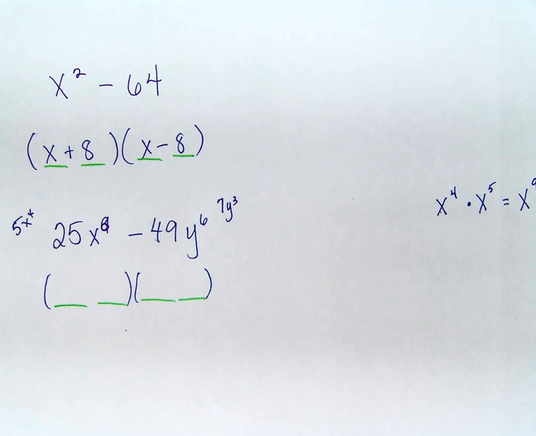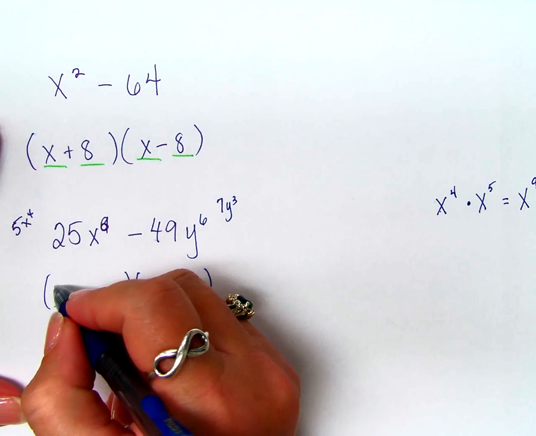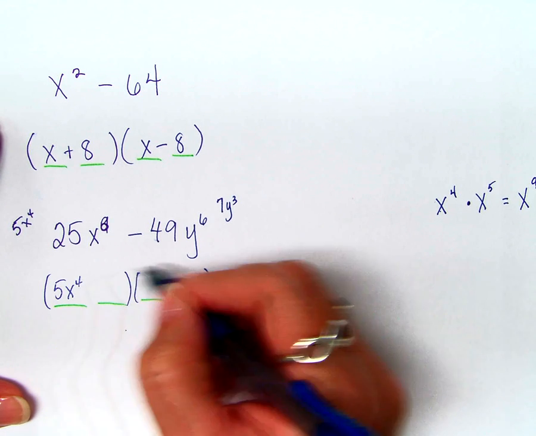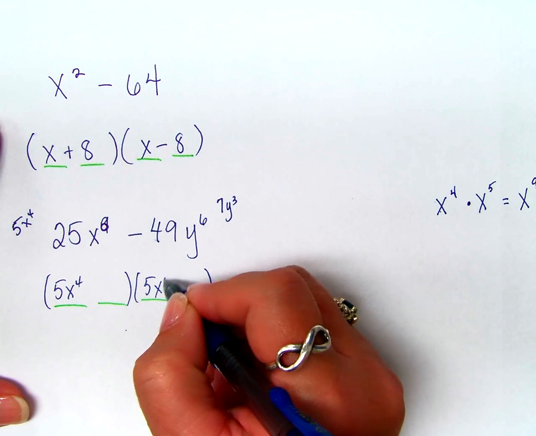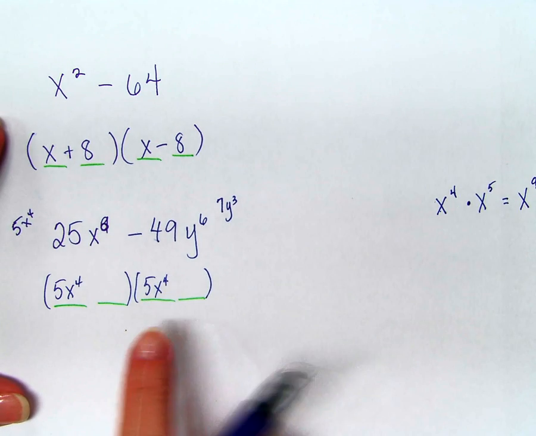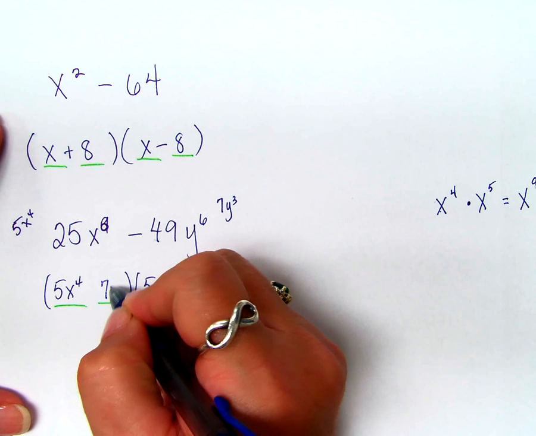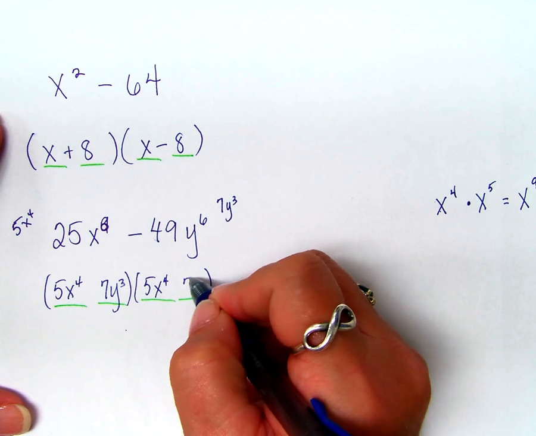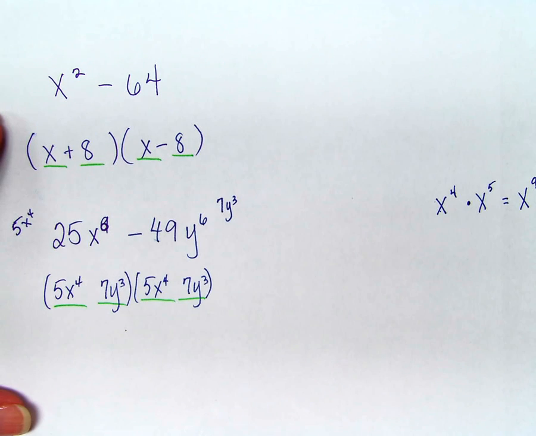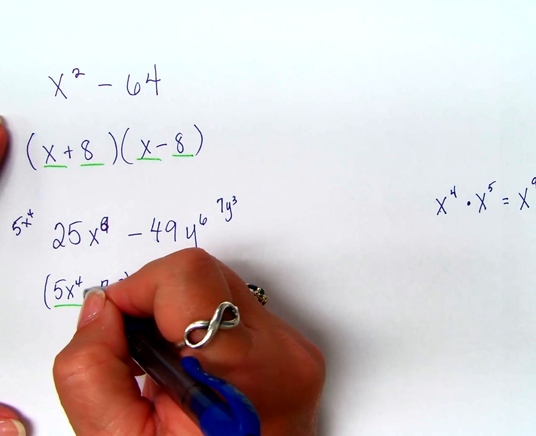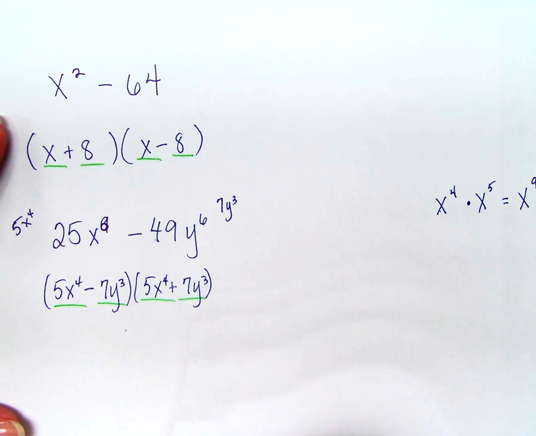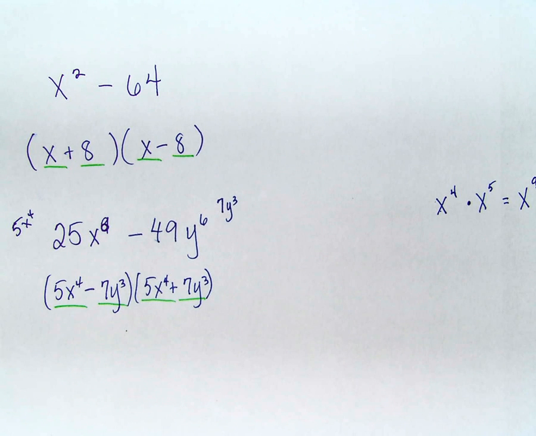What goes in the first term of the binomial? 5x to the 4th. What goes in the second term of the binomials? 7y to the 3rd. What are the signs? Okay, I'm going to throw you off. You have to have one of each.